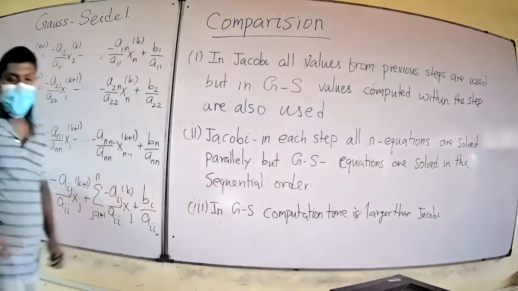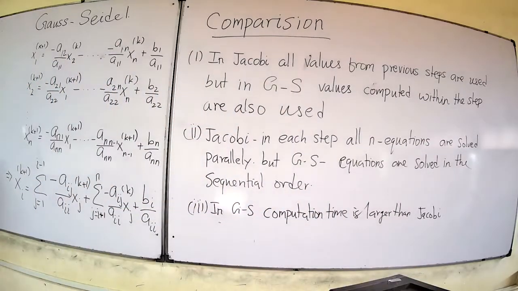Gauss-Seidel iteration, the computation time is larger than Jacobi, because of the mechanism. We explained that in step 2. So that is the mechanism. But by the example I did earlier, you can notice that the convergence is faster.